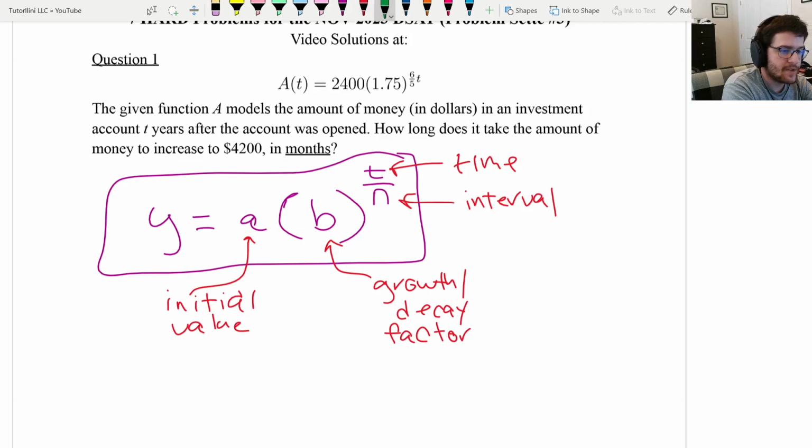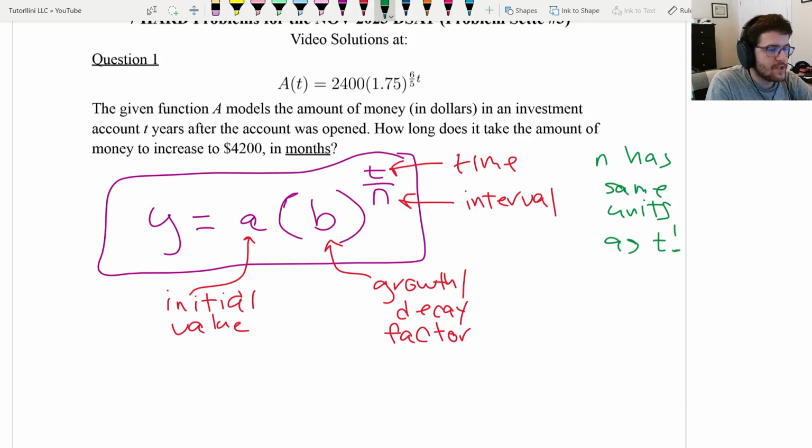Another thing people tend to forget is that the interval, I'll just write n, n has the same units as t. So let's use this equation and look at this question.